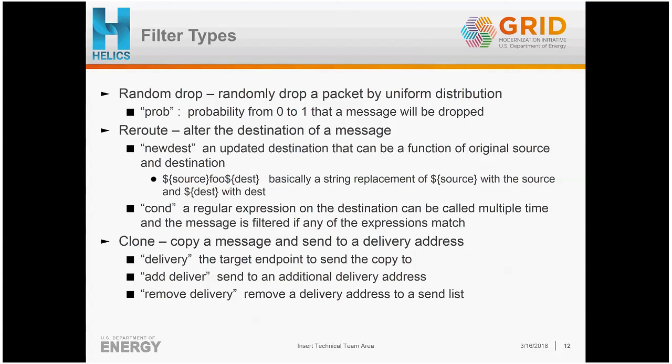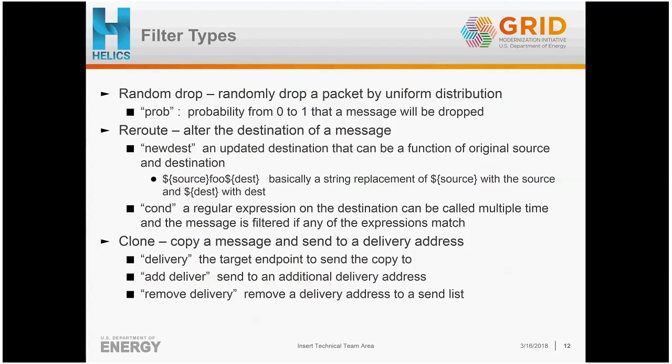You can specify a new dest property, and this will create an updated destination. And this can be a function of the original source and destination. So it uses a string replacement for some simple processing on that if you want to use the filter for multiple different endpoints. It also specifies a regular expression condition that it will only be filtered if one of the conditions specified here is matching. And this takes a regular expression as available in C++.